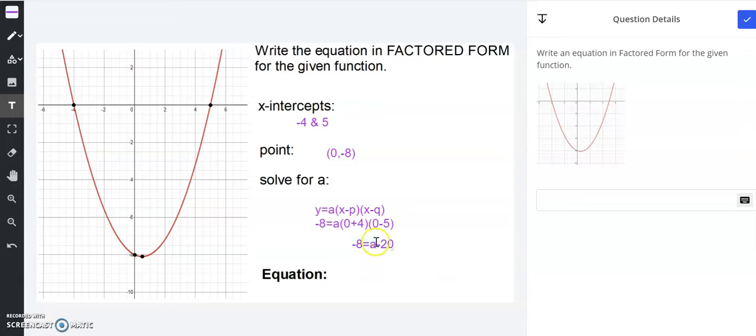So our final step is negative 8 over 20. Negative 8 over, I guess it's negative 8 over negative 20. They both turn positive, and we can simplify by dividing both by 4. So we get 2 over 5 is equal to our a. So y equals 2/5 times x plus 4 times x minus 5. Let's just type over here as well.